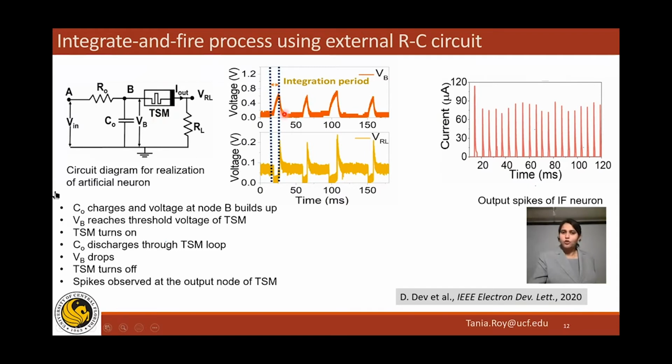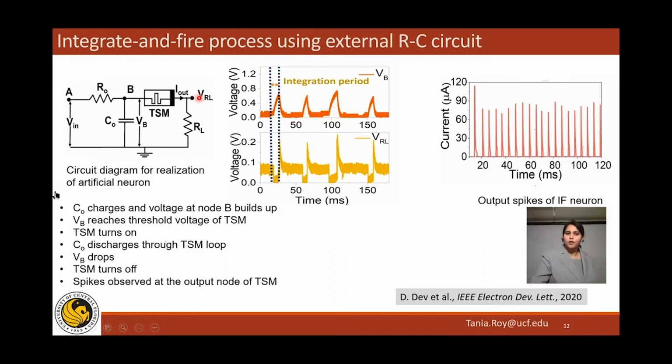So what happens to V node B? We see that it increases to the threshold value and then immediately starts to fall and go back to 0. And then again, integration happens. So the capacitor has to get charged up again. And then again, it increases to the V threshold and falls down, and so on and so forth.